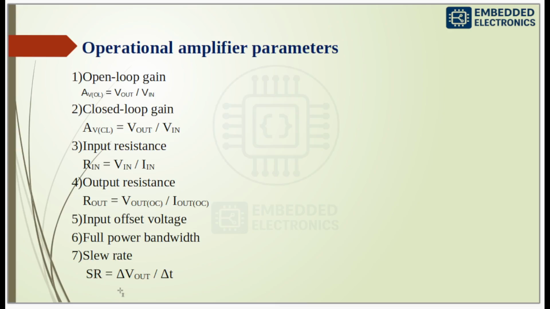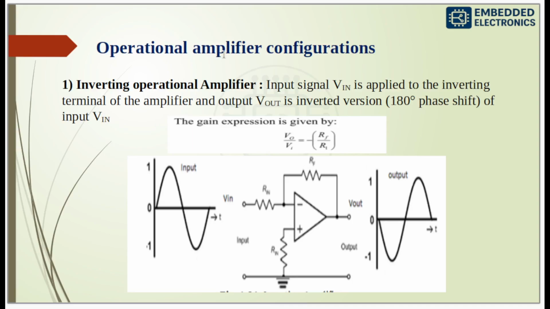So delta V out means it is the change in output voltage and delta T means the corresponding interval of time. So this is about the operational amplifier parameters. And next is the operational amplifier configuration.